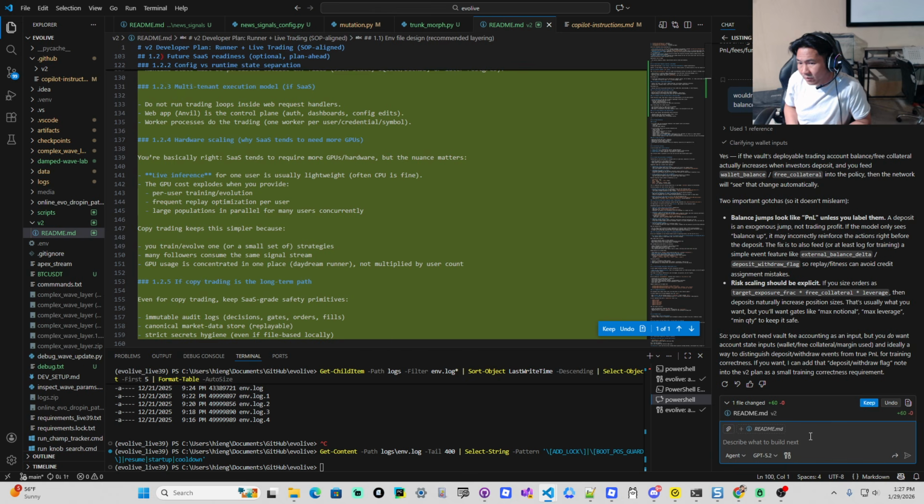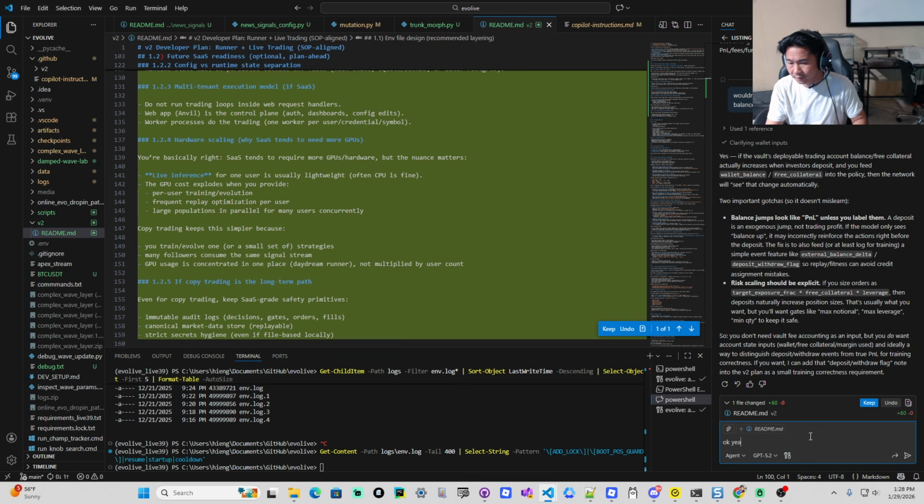Credit assignment mistakes. Risk scaling should be explicit. If you size orders for target exposure, free collateral, leverage, then deposits actually increase position sizes. That usually is what you want, but you want gates like max notional, max leverage, min quality to keep it safe. So you don't need vault accounting input, but you do want account state inputs: wallet free collateral, margin used, and ideally still have deposit and withdrawal events separated from true P&L for training. If you want, I can add those deposit and withdrawal flags.